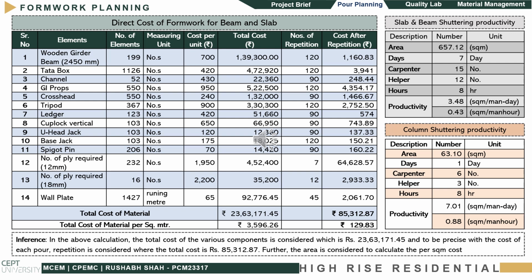After this we calculate the beam and slab productivity. 657.12 square meter of area requires 15 carpenters and 12 helpers working for 8 hours for 7 days, which gives a productivity of 3.48 square meter per man day. Similarly, for column shuttering, 63.10 square meter of area requires 6 carpenters and 3 helpers for 8 hours for 1 day, which has a productivity of 7.01 square meter per man day.